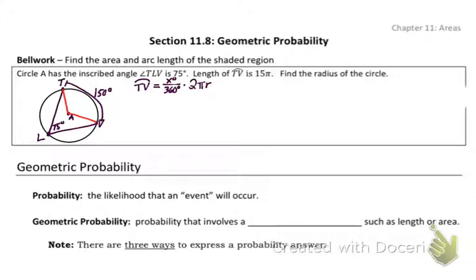Here's the formula. Now I just plug in information that I know. I know the length of TV is 15 pi, so I'm going to go ahead and say 15 pi equals, I know the degree measure of the arc, which is 150 over 360 degrees. Good. I know 2, I have pi. I shouldn't put an equal sign. I don't know where that came from. Let's change it to a multiplication sign. I have 2 pi. I don't know r. That's what I need to solve for.